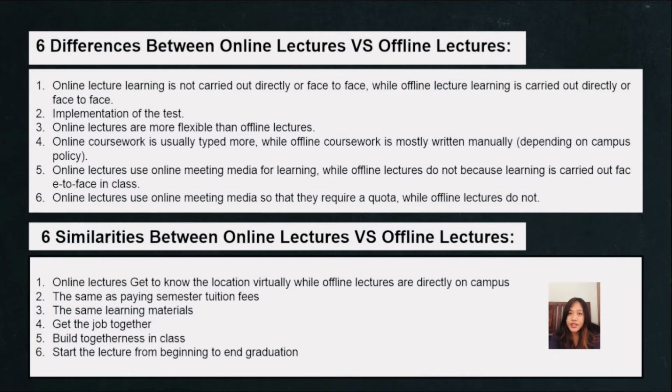Six similarities between online lectures versus offline lectures. The first, online lectures get to know the location virtually, while offline lectures are directly on campus. Second, the same semester tuition fee payment. Third, the same learning materials. Fourth, get the job together. Fifth, build togetherness in class. And last, sixth, start the lecture from beginning to end, graduation.